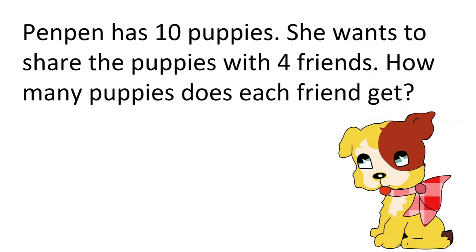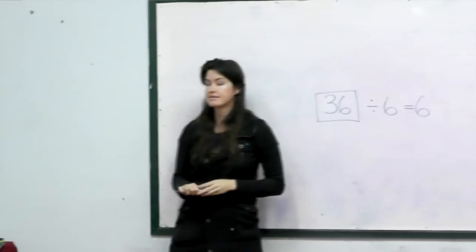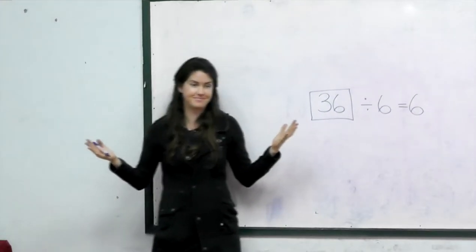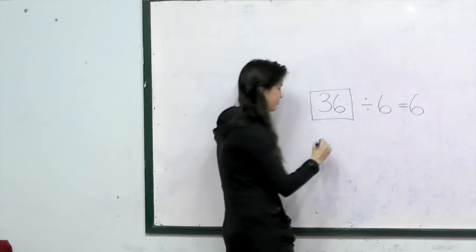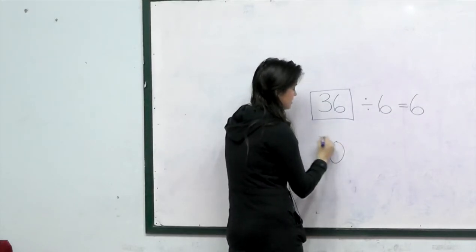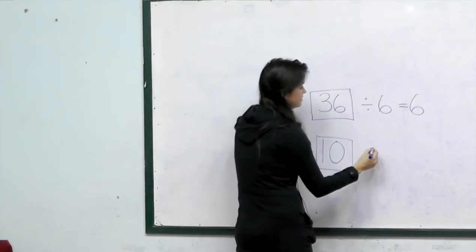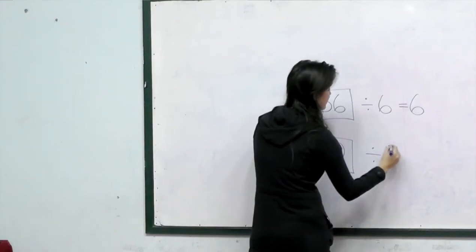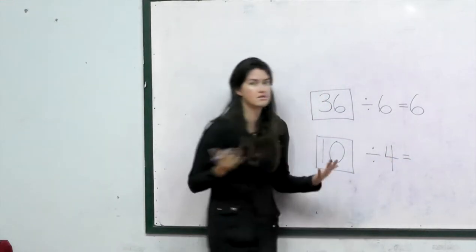Okay, Pen has 10 puppies. She wants to share the puppies with how many? 4 friends. How many puppies does each friend get? Okay, so Pen's got 10 puppies. She wants to share those puppies with 4 friends. What's our biggest number? 10 is our biggest number. So that goes first, divided by the number she wants to share equals what?